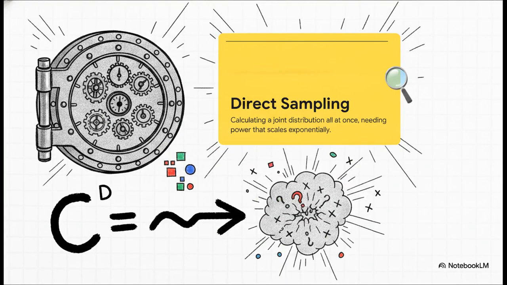Now, if we try to generate that whole image all at once, we'd be using what's called direct sampling. Basically, we're attempting to calculate the probability of a joint distribution in one single shot. Honestly, it's like trying to brute force an impossible bank vault that has millions of interlocking dials. You've got C representing the possible cases, like 256 color values per pixel, and D representing the dimensions, or the total pixels. When you do it this way, the required compute scales exponentially, C to the power of D. The memory and compute you'd actually need to calculate the probabilities for all of those combinations would literally break the system. There's just no way.